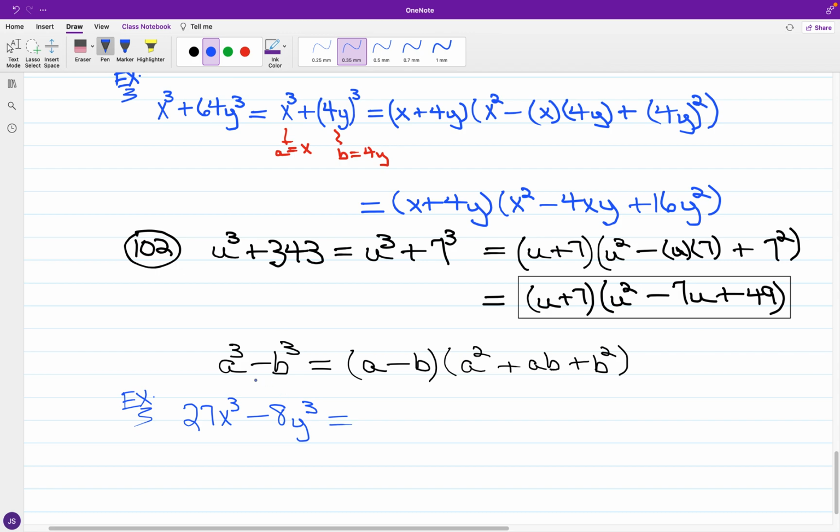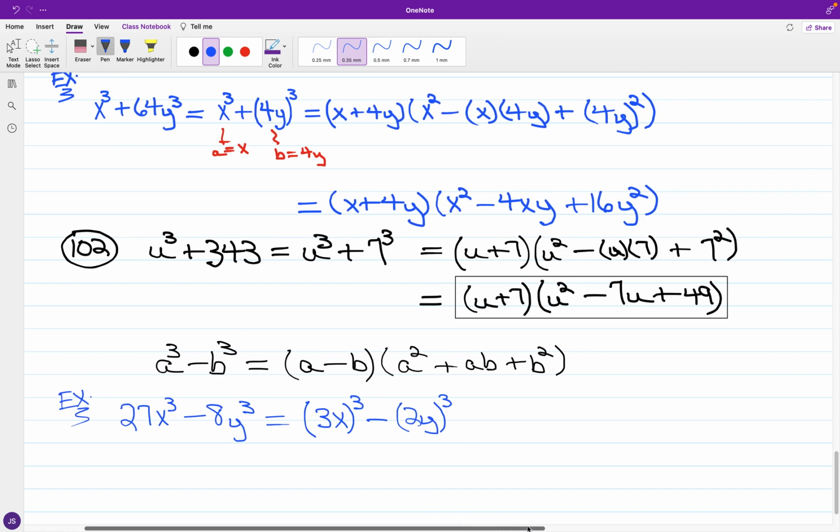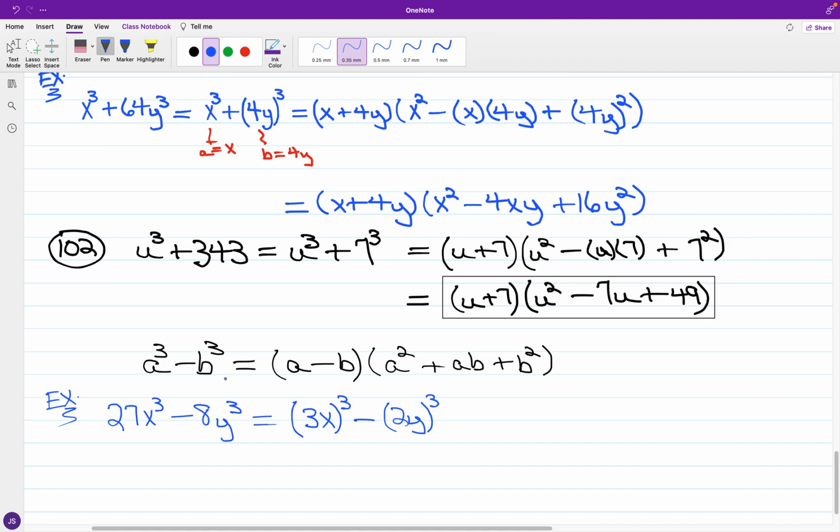And in terms of what's going to represent a and b, it will be the cube roots of 27x cubed as well as 8y cubed. So for that times itself to give you 27x cubed, that is going to be 3x. And for 8y cubed, that's going to be the perfect cube of 2y. So you can think of a as being represented by 3x and b by 2y.